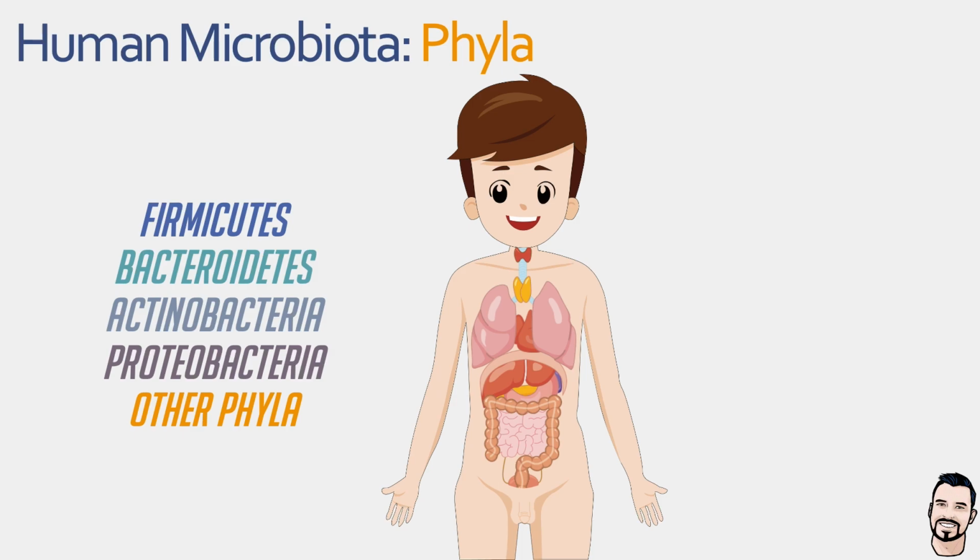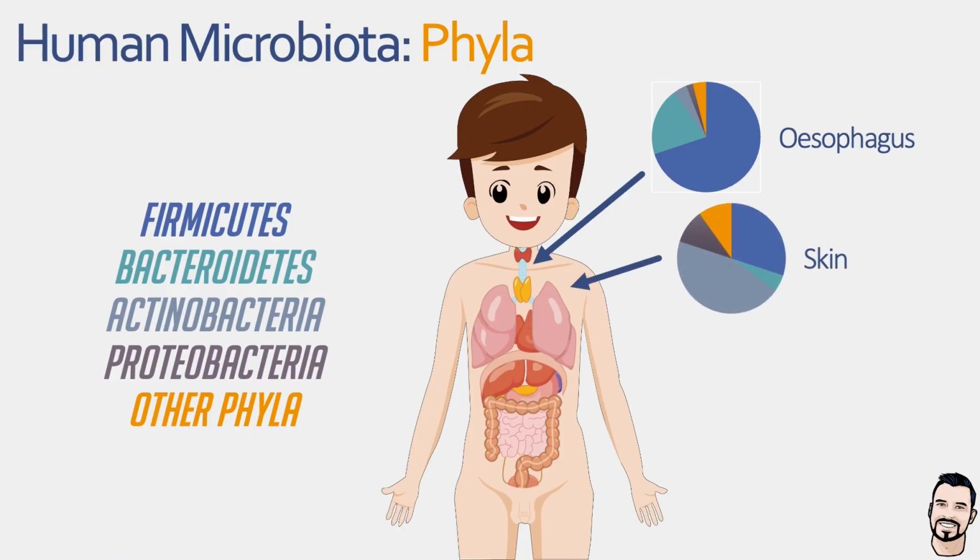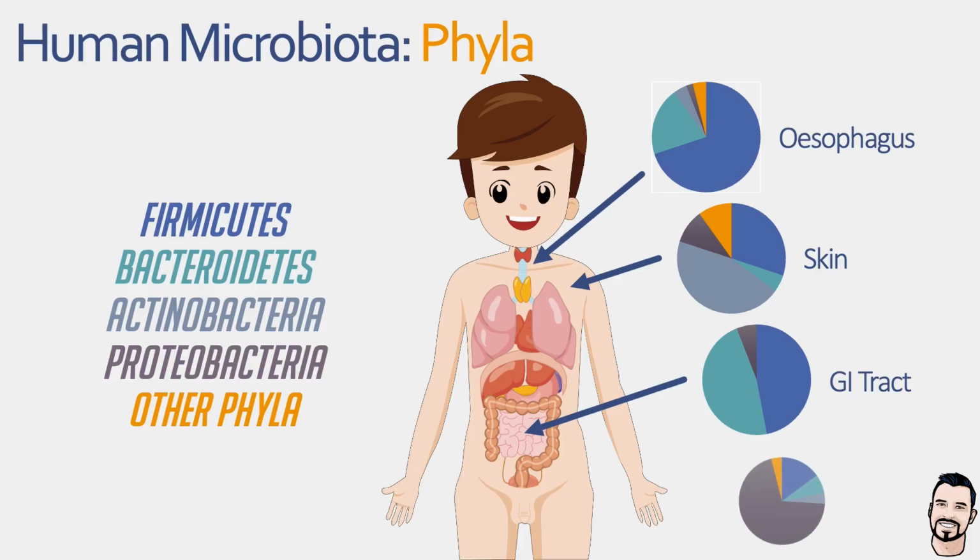However, it's important to note that different phyla, so different groups of bacteria, dominate different body sites. For instance, in the mouth and esophagus, the firmicutes are the most common, whereas the skin is mostly colonized by actinobacteria, with some firmicutes mixed in for good measure. The gastrointestinal tract is roughly a 50-50 split between bacteroidetes and firmicutes.